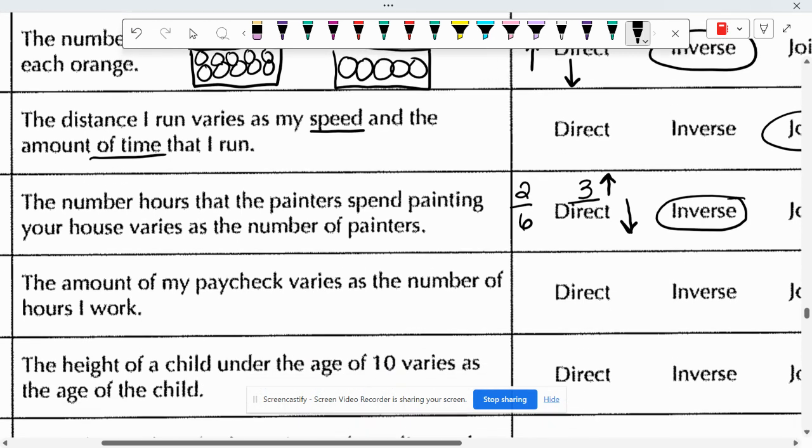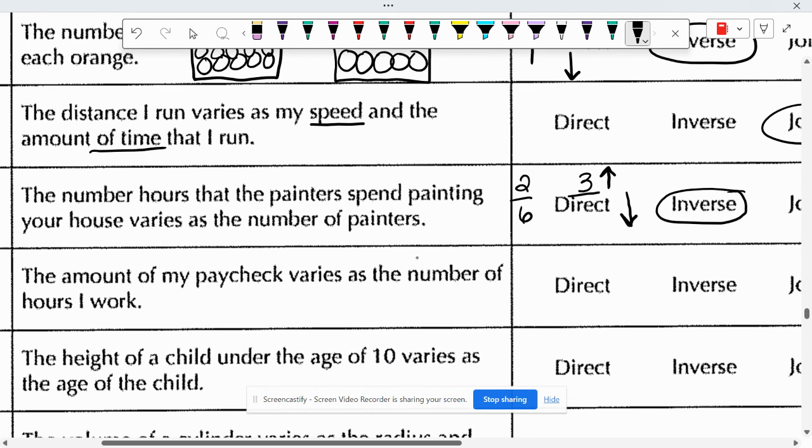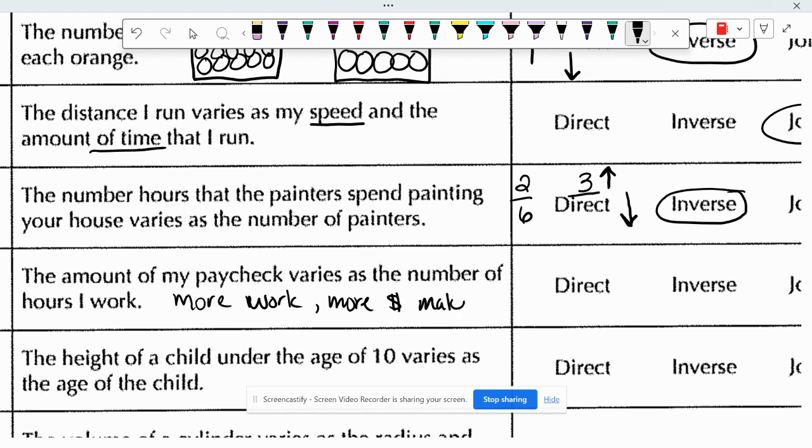The amount of my paycheck varies as the number of hours I work. Let's see. The more I work, the more money I make. More. What is that? Direct.